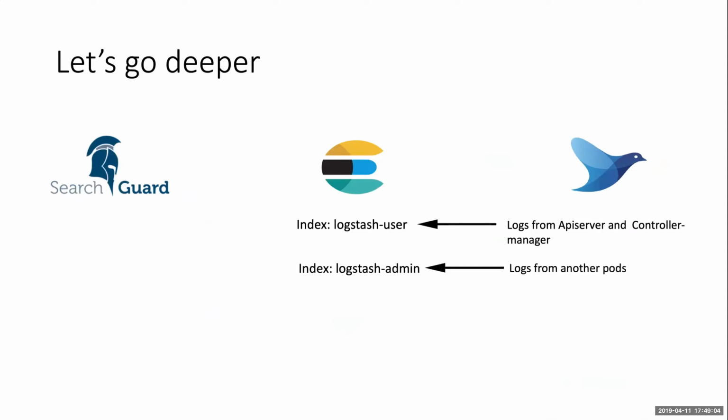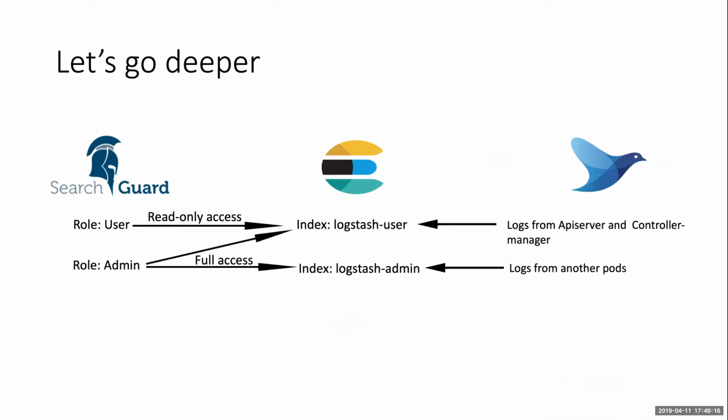And now we will create in Search Guard two roles, user and admin role. The user will have read-only access to the log/user index, and admin will have full access to both indices. And the last thing we have to do is just to bind the users to their roles.